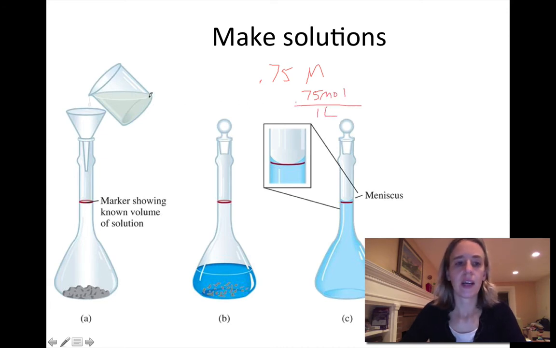What we're showing here is down here we've got our 0.75 moles of some compound, and I'm pouring in enough water to make 1 liter. Keep in mind that volume, that liter in the denominator of the molarity, is the total volume of solution. If this is a 1 liter flask, I want to fill it with enough water to come right up to that 1 liter line. And of course, I would read the bottom of the meniscus to get an accurate reading.